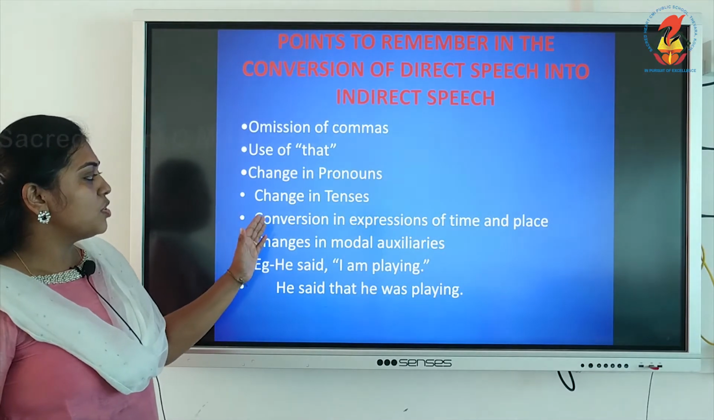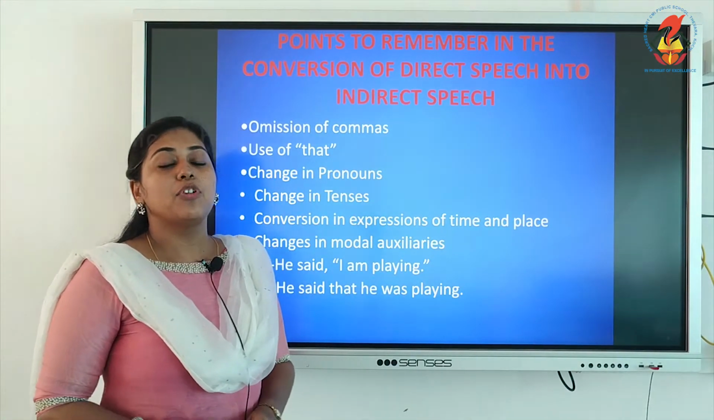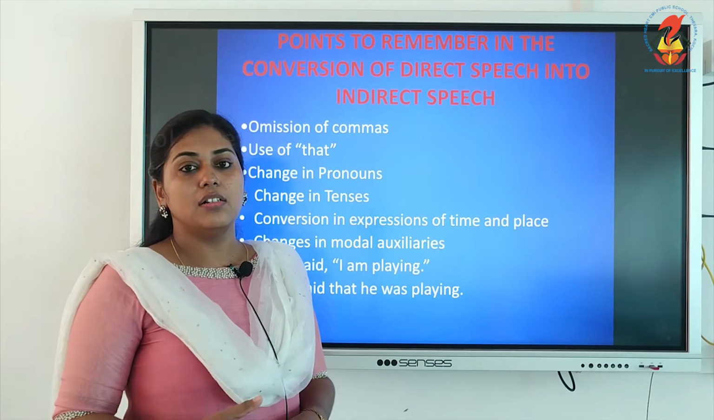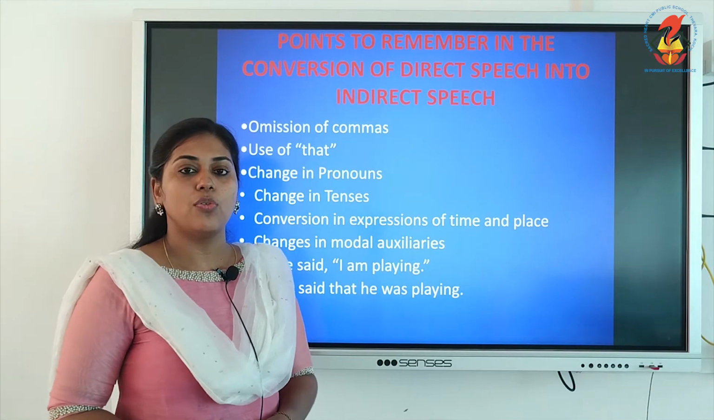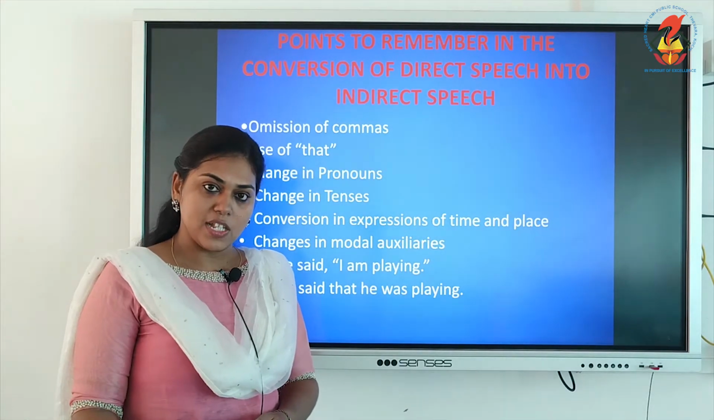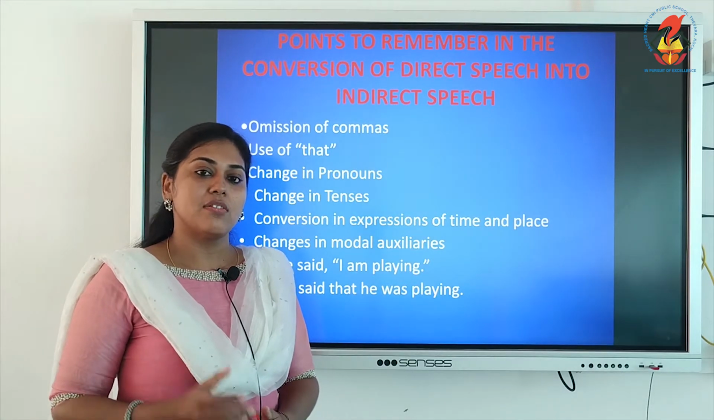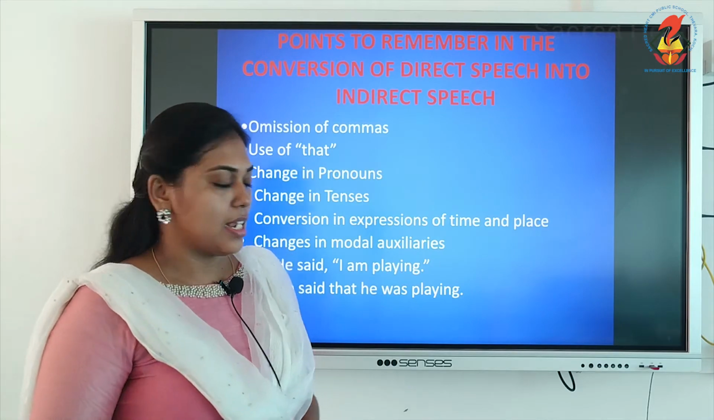Next is conversion in expressions of time and place. There would be words like a week ago, yesterday, tomorrow, all those words would be there in the dialogue. So when you change it into indirect speech, you have to use the respective word. So that we'll be discussing in detail.